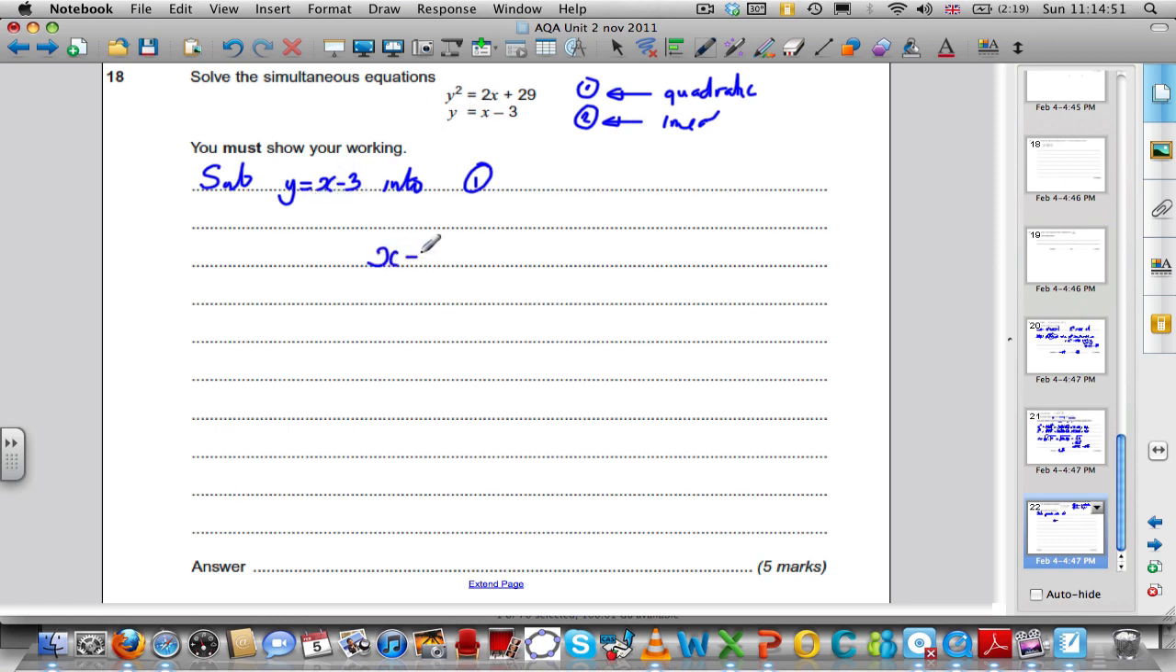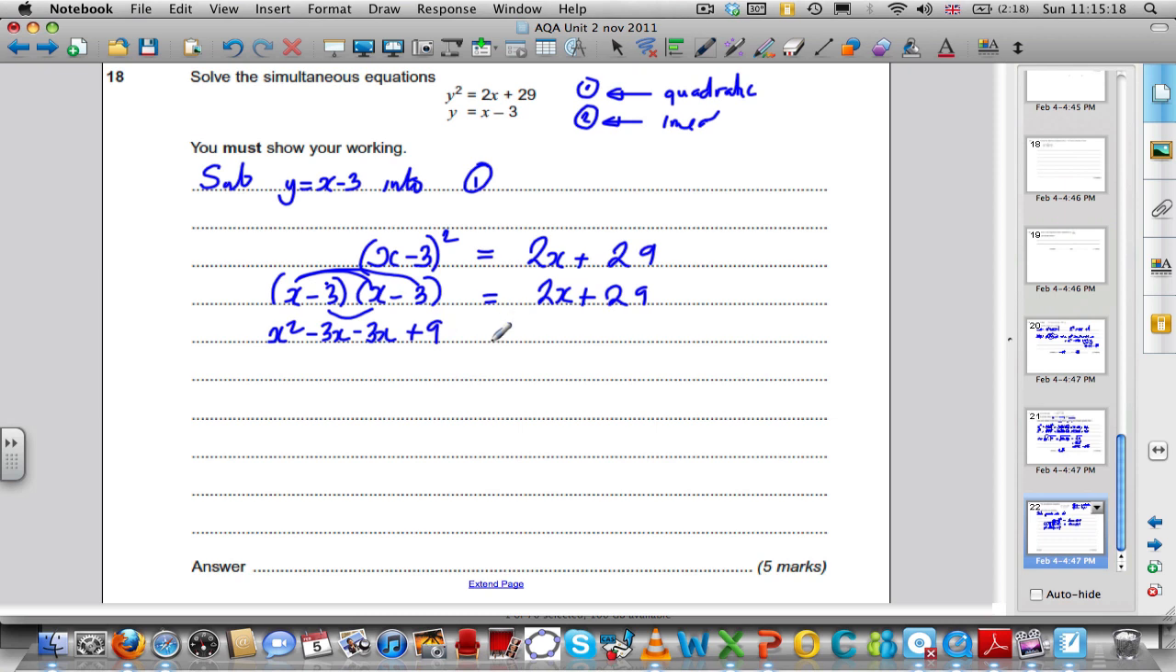So that would read out x minus 3 squared is equal to 2x plus 29, which means x minus 3 multiplied by x minus 3 is 2x plus 29. x times x is x squared, x times minus 3 is minus 3x, minus 3 times x is minus 3x, minus 3 times minus 3 is plus 9, that's equal to 2x plus 29. Tidy up, x squared minus 6x plus 9 is equal to 2x plus 29.